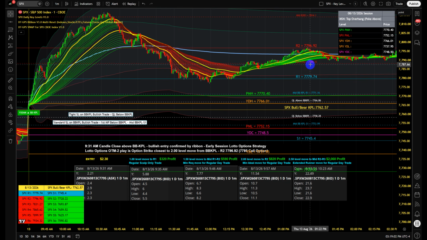The mid R1, R2 level, 77, 88, 33. So your first lotto option strike that you consider is the 77.90 call because that is the closest to the 1.5 level move strike. The R2 is the 2 level move, 77.96.92. That is going to be your other alternative strike, and that would be the 77.95 strike.